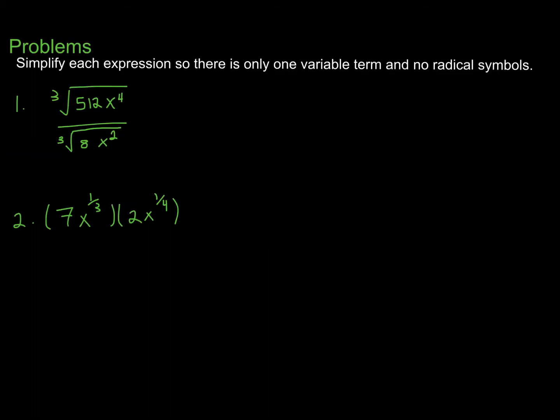Okay, so let's try a couple out. We're going to try and simplify each expression so there is only one variable term and no radical symbols. So I want you to try both of these on your own. I know the first one looks daunting, but go back to your key points and remind yourself of all the things that you can do to get rid of the radical symbol and also to simplify these expressions, okay? So try each one on your own and we'll take a look together.